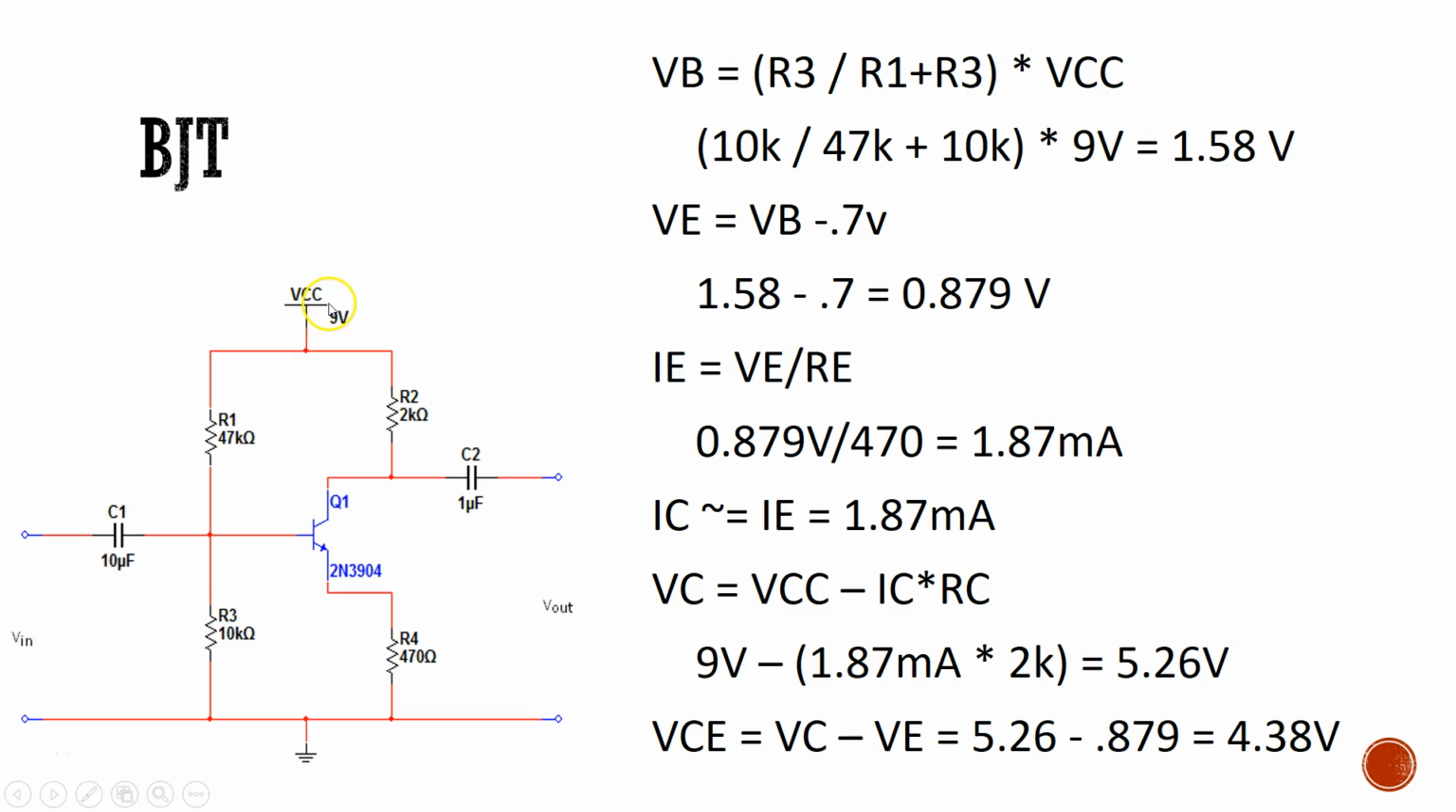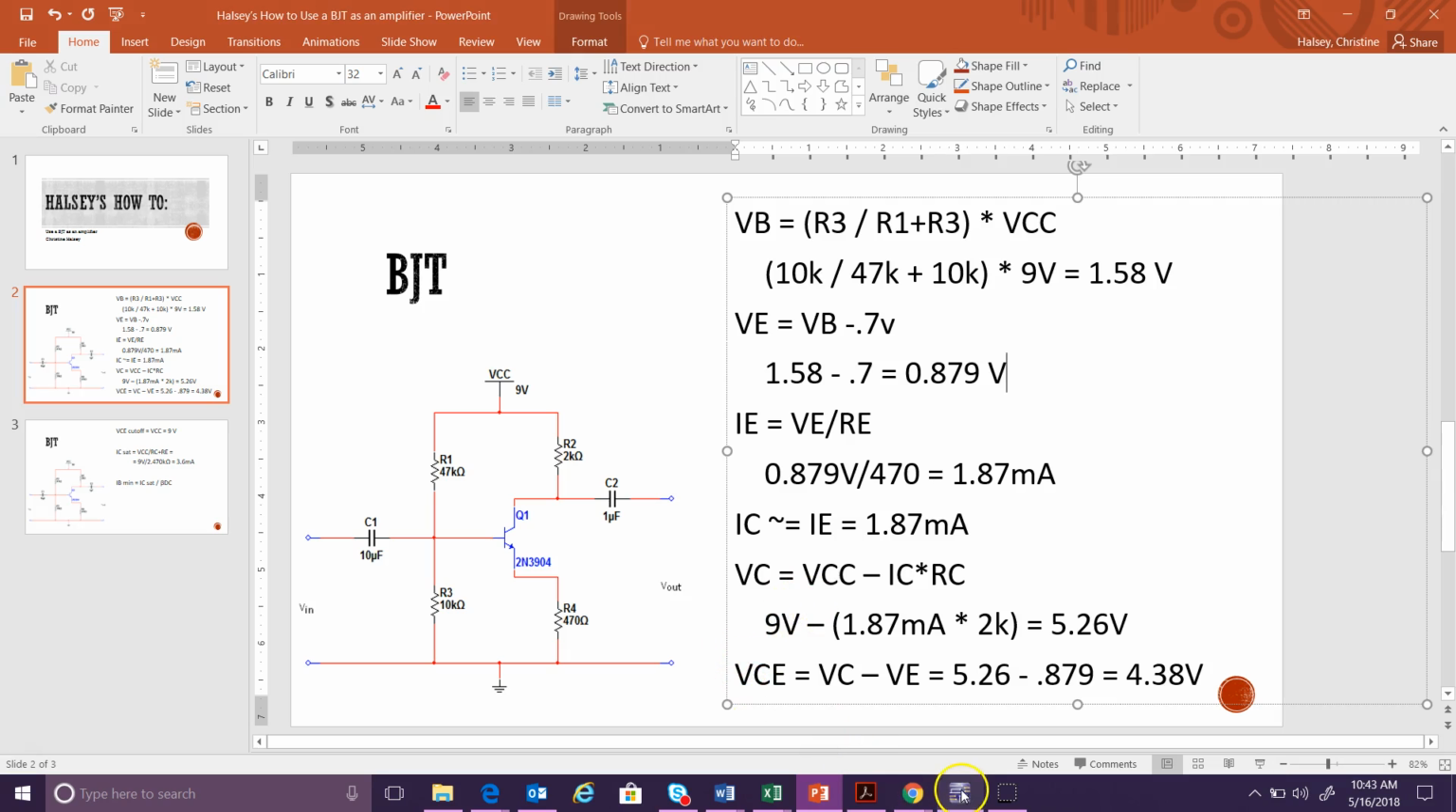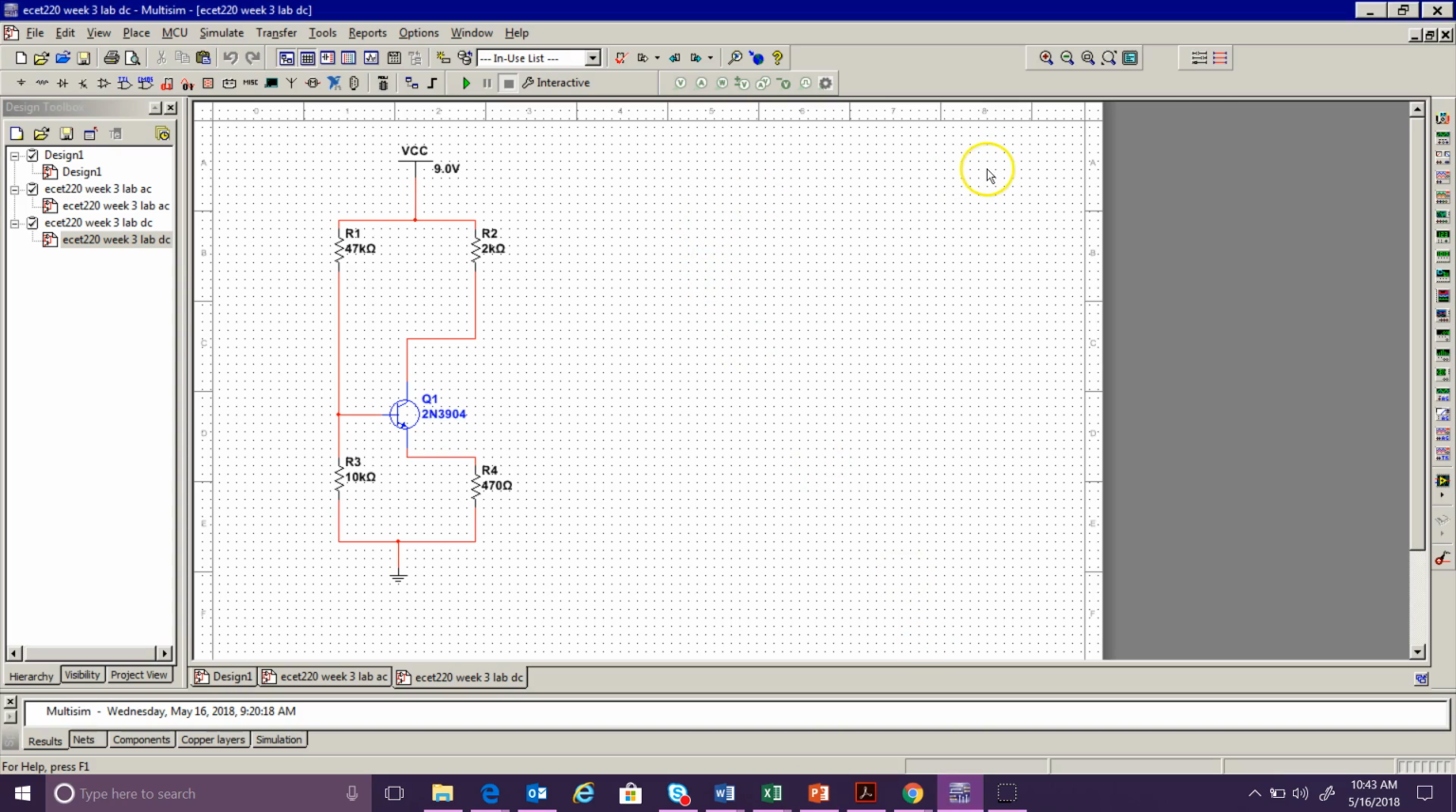So first we need to calculate the DC voltages, just like we did last week, using the new resistor values. Once we make our calculations, then we're going to build it in Multisim and make our measurements here.